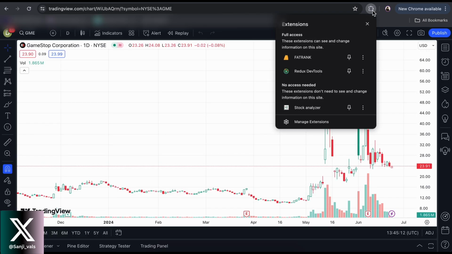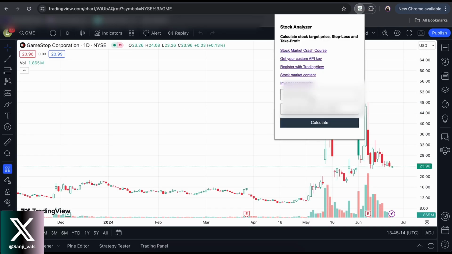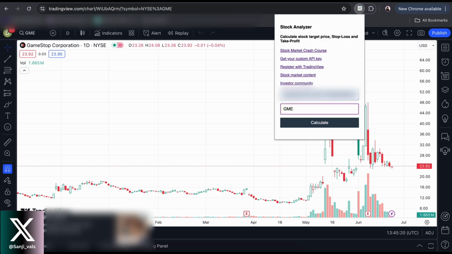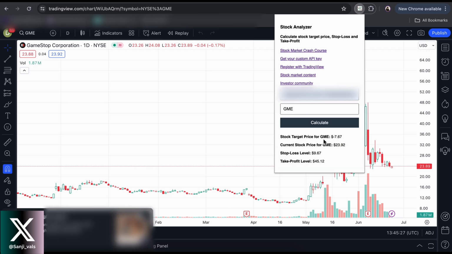Then open your extension and in the extension, input your custom API key and your ticker GME. Then you press the calculate button. And as you can see, it's showing you the stock target price, stop loss, and take profit.